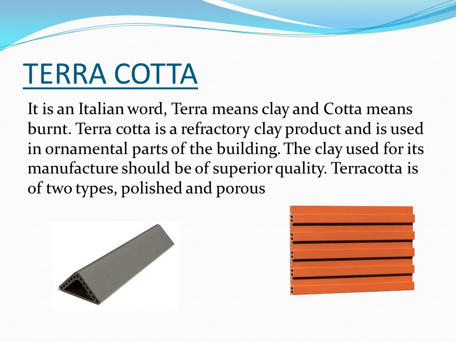Now next comes terracotta. Terracotta is basically an Italian word where terra means clay and cotta means burnt. Terracotta is a refractory clay product and is used in ornamental parts of the building. The clay used for its manufacture should be of superior quality and should have sufficient iron and alkaline matter. By varying iron oxide and clay, desired colors can be obtained.